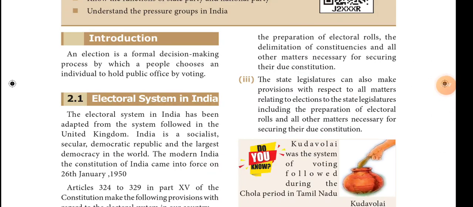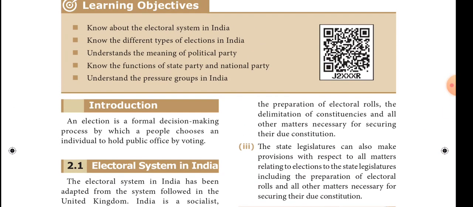And also the electoral system in India is given here. We will discuss this lesson later, and I will send the study material with this link to your group. So study it. Don't waste your time. Study well and write your exam well.